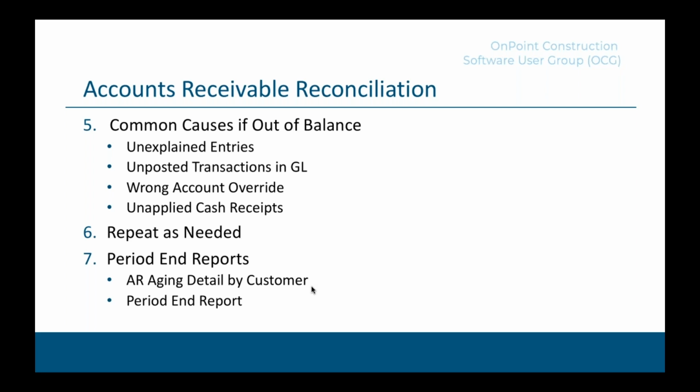Some people have those unapplied cash receipts in a liability. Some of them just have them going to the AR account. But you have to know how y'all do it, and then you'd know what you need to do in order to balance your AR. So you want to keep going through that process as many times as it takes until you find all of the issues. And then you would run your period end reports, your AR aging detail by customer, and the period end report.